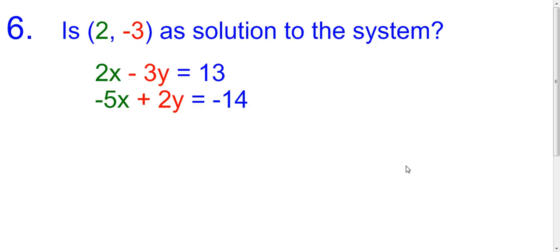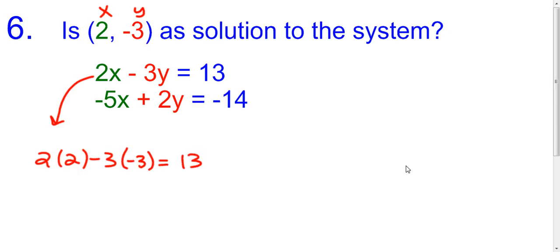Okay, so 2 is your x value and -3 is your y value. You're just simply going to literally plug those in, but you have to plug them into both equations. So I'm going to check the top equation first. I will plug 2 in for x, and I will plug -3 in for y, and see if I end up with a true statement. So 2 times 2 is 4, -3 times -3 is 9, and 4 plus 9 does indeed equal 13. So 13 equals 13. I have a true statement, so it worked for the top equation.